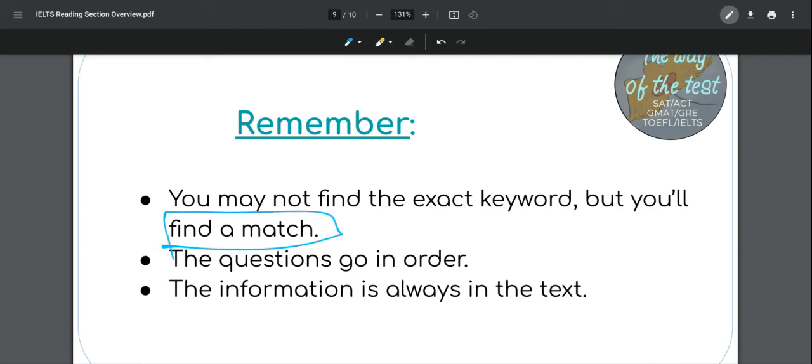Okay, finally, remember that you may not find the exact keyword, but you will definitely find a match. This is important. You will definitely find a match. If it doesn't match, it's not the right answer. Remember that the questions go in order. So the first questions will be about the first part of the text or the first part of the passage. The second set will be about the following part and so on. And remember that the information is always in the text, so you don't have to look for the information anywhere else.